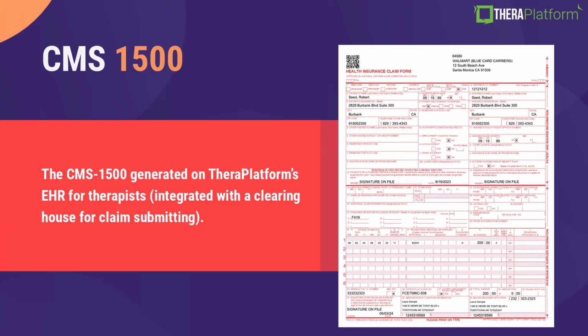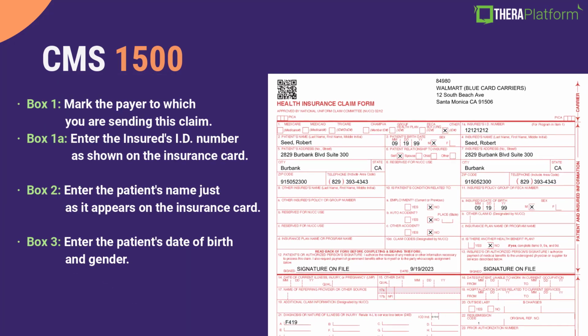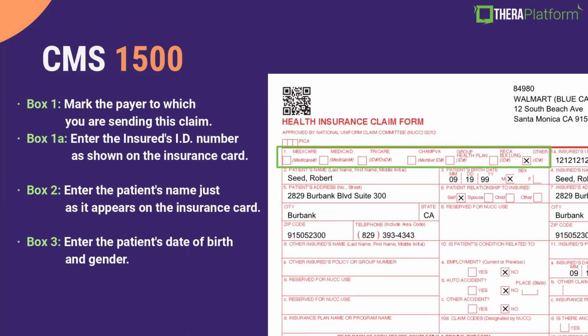Now let's have a look at the form. The CMS 1500 you are viewing right now was generated and filled out on TheraPlatform, which is an EHR and practice management with telehealth solution for therapists. The first half of the CMS 1500 is devoted to your patient's information and insurance information. Under box 1, mark the payer to which you're sending this claim. For example, if you're sending this claim to Medicare, mark the box beneath Medicare with an X. If you are sending this claim to a commercial payer, mark the box beneath Group Health Plan with an X.